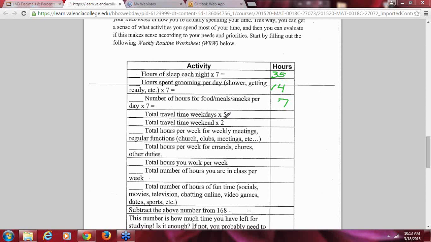Travel time during the week, travel time during the weekend. This is assuming that you do different things Monday through Friday than you do Saturday and Sunday.